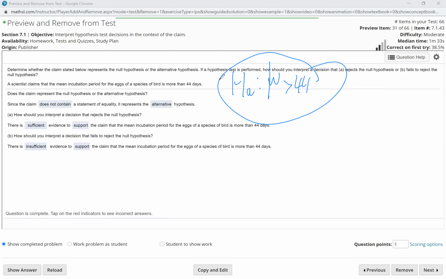How would you interpret a decision that rejects the null hypothesis? If you reject the null hypothesis and your claim is in the alternative, you support the claim. And that's what it says here. How do you interpret the decision that failed to reject the null hypothesis? If you don't reject the null hypothesis, then there is not enough evidence to support the claim.